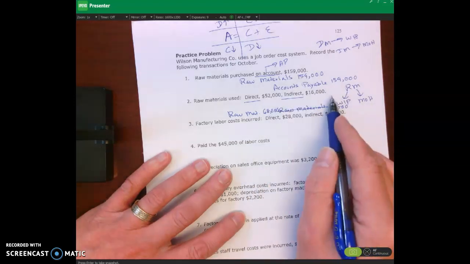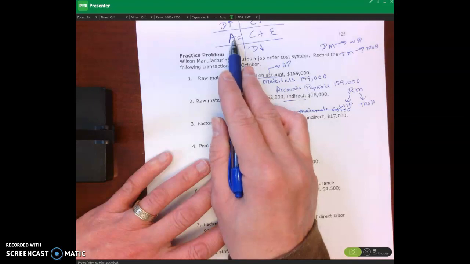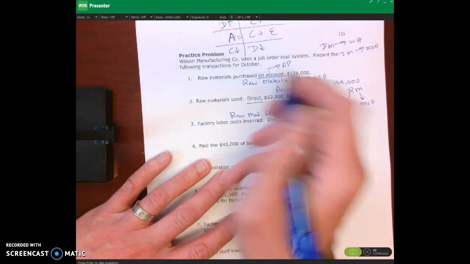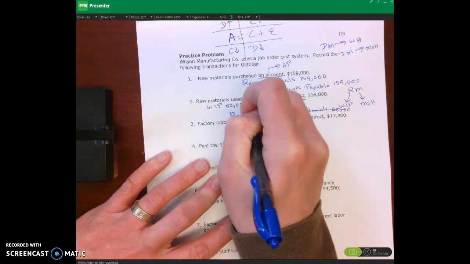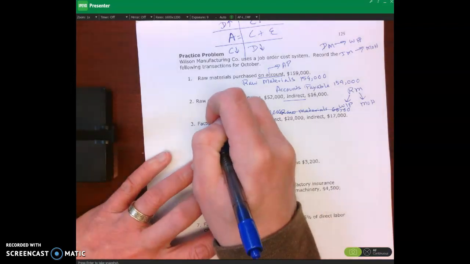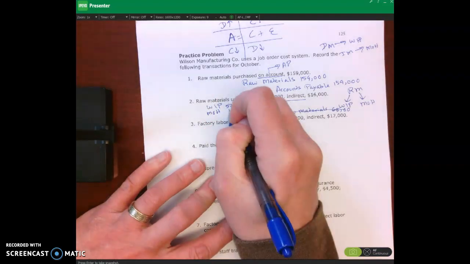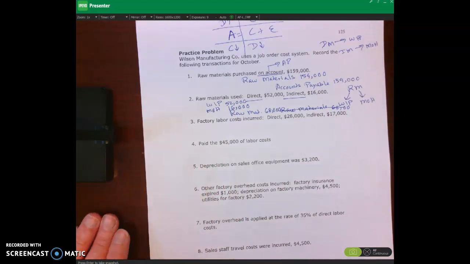My direct go to work in process. Work in process is an asset account. Work in process is increasing. So I will debit work in process, WIP, 52,000. And then manufacturing overhead is a temporary area where we hold our overhead expenses. That's the way I want you to think of it. So what I'm going to do is debit manufacturing overhead for 16,000. So it's a debit to WIP, debit to manufacturing overhead, and credit to raw materials. Thank you.